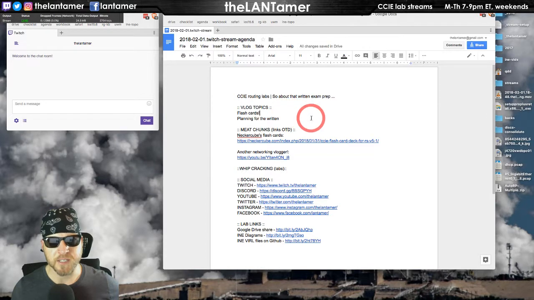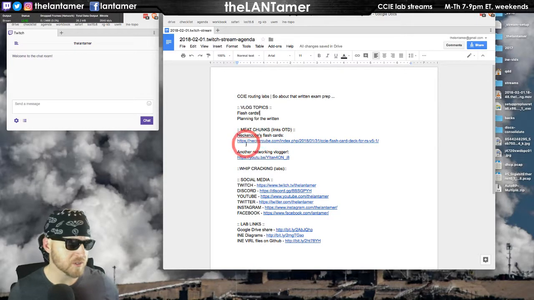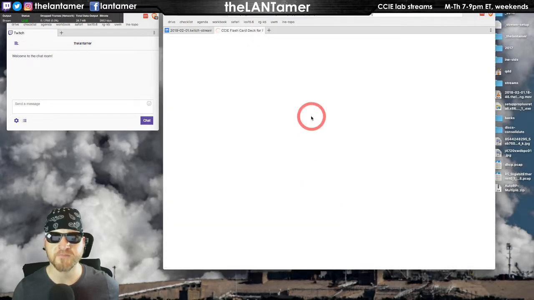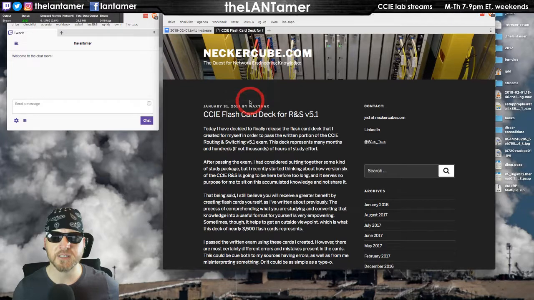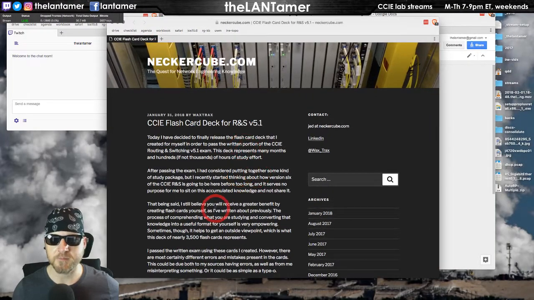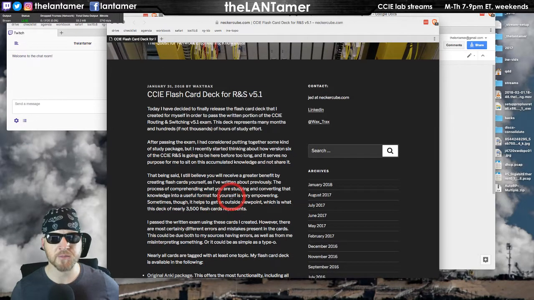First I'm going to talk about these flashcards. If you follow any major networking folks on Twitter, you've probably heard about this. Jedediah Casey, Neckercube, posted his flashcards, and he has blogged about these flashcards in the past. I've always wondered about them. What did he use? What software? How did he do it? And let me tell you, these are not disappointing at all. These are awesome. I highly encourage you, if you're preparing for the written, to check them out. The link is here. I posted it here.